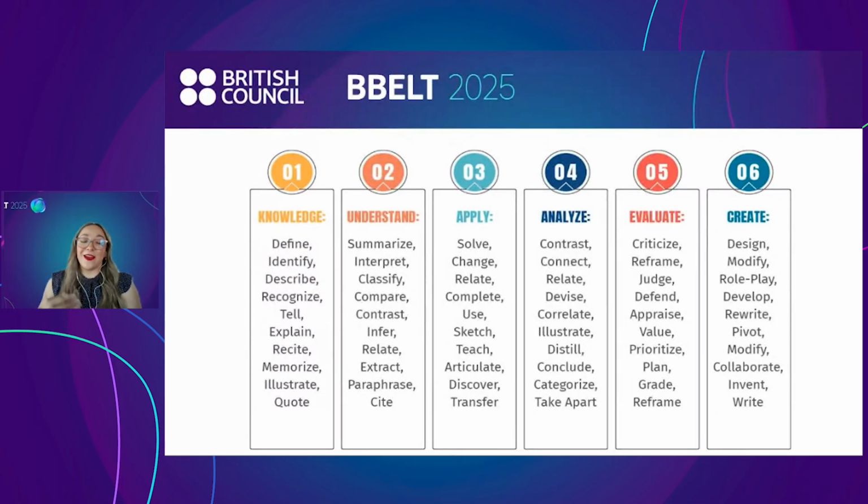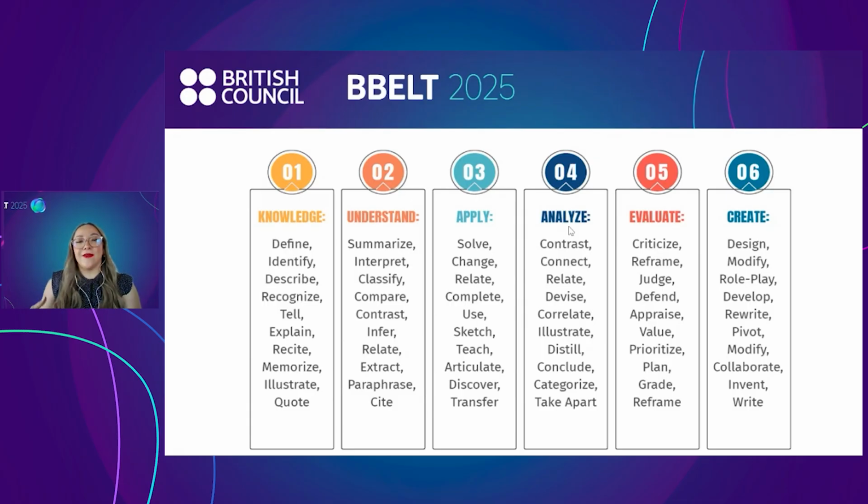The verbs have been classified by the type or the level of cognitive complexity that each one represents for our students. So for example, for the first level, that is knowledge, we have verbs such as define, identify, describe, recognize. For the second level, that is understand, we have classify, compare, contrast, infer. And then we go on and on to the last ones. For example, the fifth one, which is evaluate, we have criticize, refrain, judge, defend, appraise. And the last level of cognitive complexity is create, and then we have verbs such as design, modify, role play, develop, rewrite.